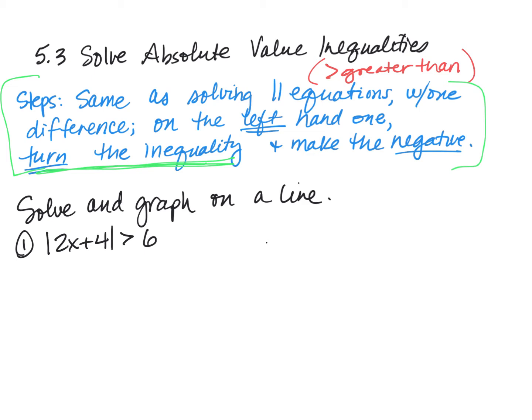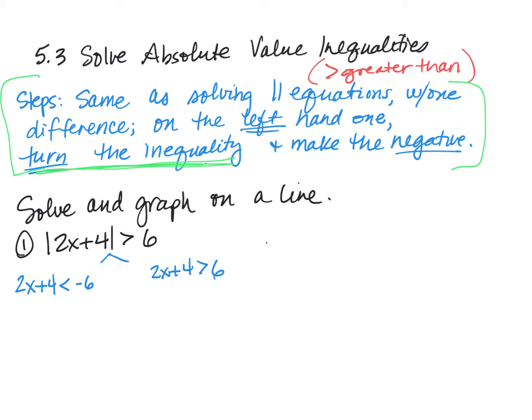So let's try one of these out. We're going to solve it and we'll graph it on a line. I'll show you what I mean. So the absolute value is isolated, right? No big deal. So now when we split it up on the left, I'm going to do 2x plus 4. I'm going to turn that inequality. I'm going to flip it. Now it's less than negative 6. On the right, it's going to be the 2x plus 4 is greater than 6.